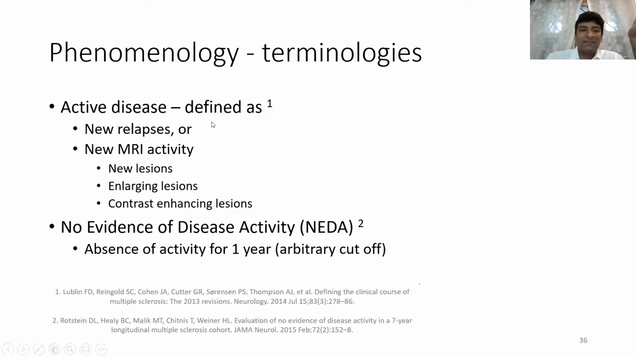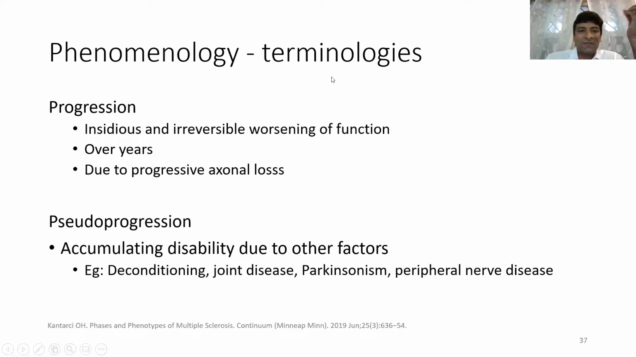So active disease, as I just mentioned, depends on new relapses of clinical or MRI activity, or change in the appearance, increasing size or enlarging lesions. Now, if there's no change in activity for 1 year, this is termed as NEDA, or no evidence of disease activity. So these are all terminologies used in MS.